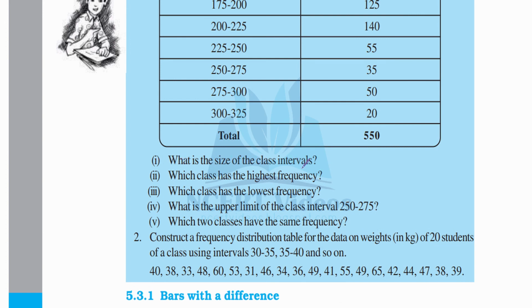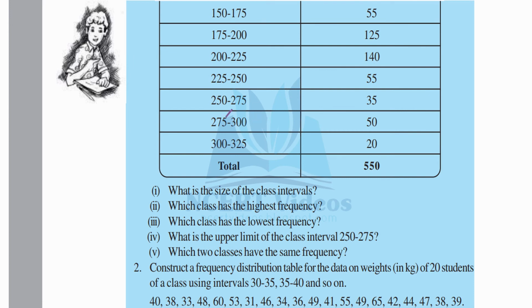What is the size of the class interval? Well, this is just the difference, and this difference will be constant in each class interval, or simply the class. So consider this, or you may consider any class for that matter, 250 to 275. There is a difference of 25. Again, if you observe here, 300 and 325, there is a difference of 25. Therefore, we can say the size or the width of the class interval is 25.